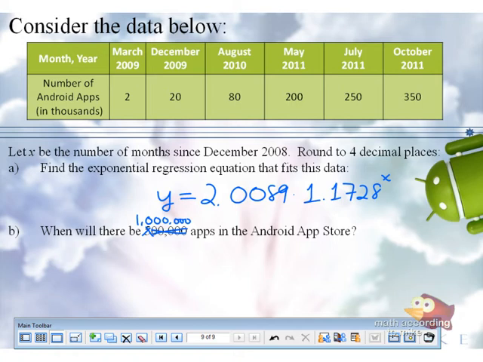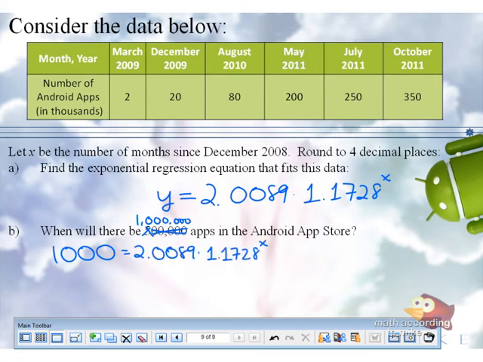So part B, we're now going to do algebraically. So by saying, when will there be 1,000,000 apps in the Android App Store? Remember, we're solving for X, because X is time, in this case. Since the number of apps is in thousands, what number do I put in for Y? A 1,000. Because remember, 1,000 thousands is 1,000,000.